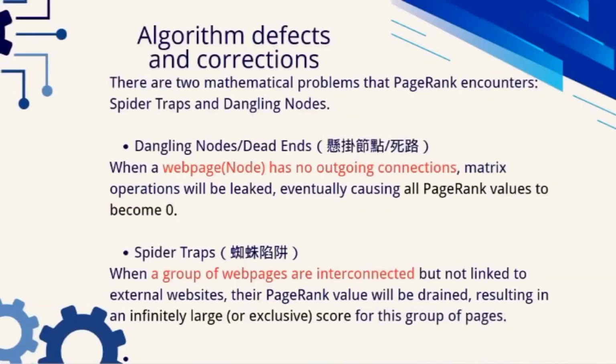Okay, let's talk about the algorithm's defects and corrections. In the algorithm, PageRank encounters 2 mathematical problems: dangling nodes and spider traps. First, dangling nodes, also called dead ends, occur when a node has no outward connections. Second, spider traps occur when a group of nodes are interconnected, forming a loop that doesn't lead to other nodes. I will explain the problems they cause and the corresponding solutions later with diagrams and mathematical formulas.